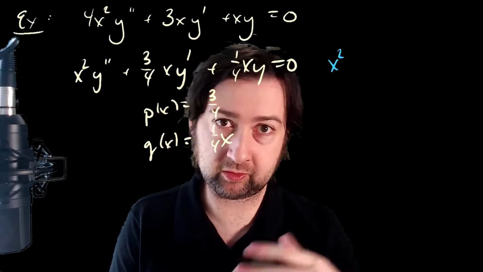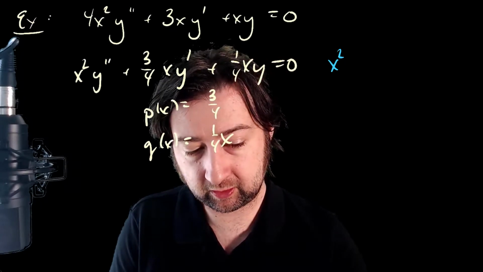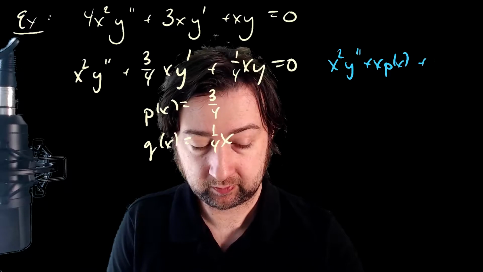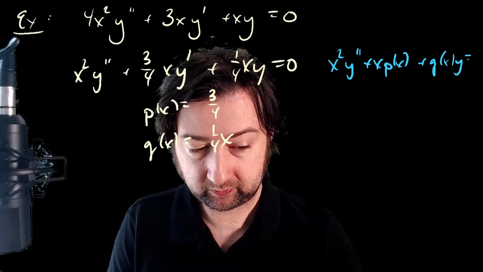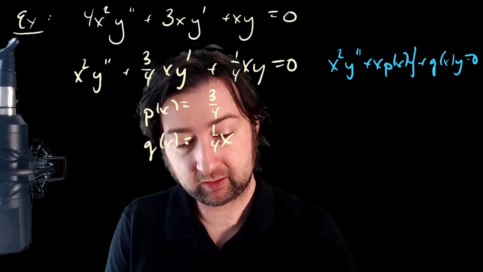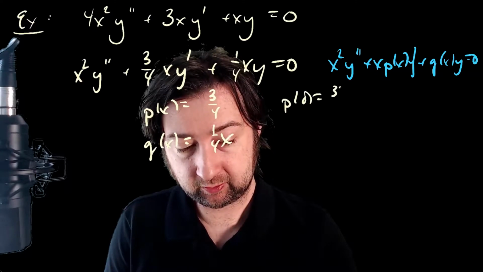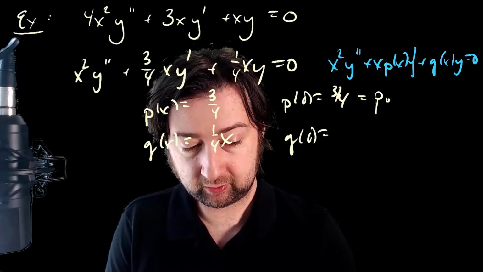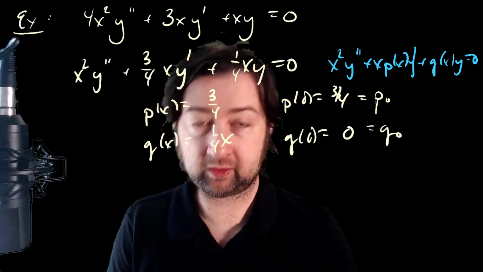You can read those off of the general form of the equation, which is x squared y'' plus x p of x plus q of x y is 0. And then that means that p of 0 is 3/4, and that's your p naught value, and q of 0 is 0, and that's your q naught value.